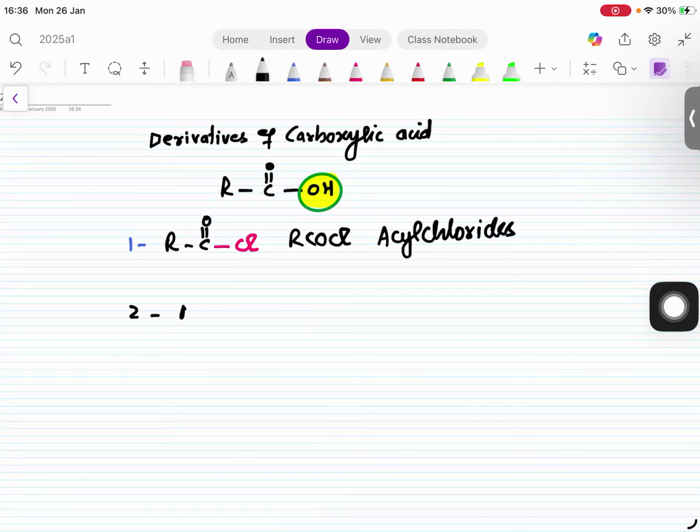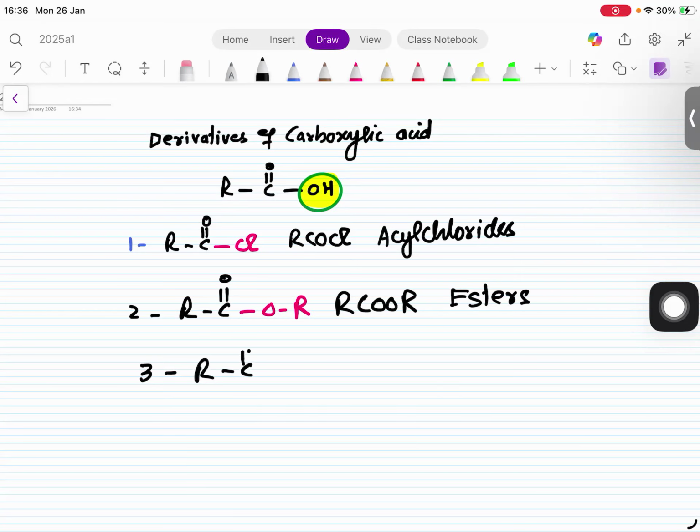Number 2, RCO. And instead of OH, if I place OR, O meaning oxygen, R meaning carbon chain. We know these compounds very well since O level. What are these compounds? Esters. They are again categorized as one of the derivatives of carboxylic acid. Number 3, RCO.